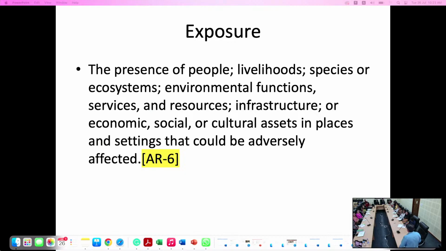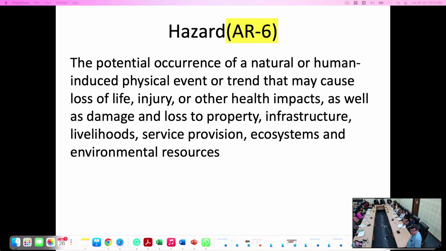This is another term called exposure. Now tell me, what do you mean by exposure? Same exercise. Tell me its dictionary meaning, I will tell you its scientific meaning.